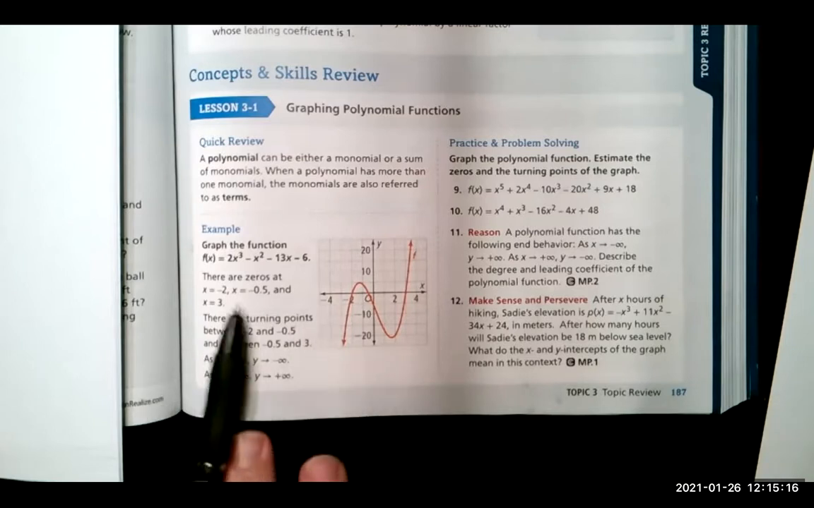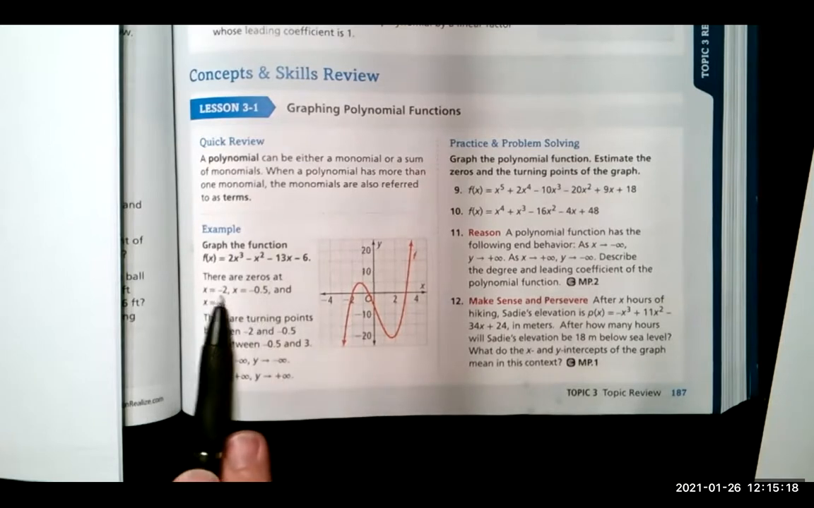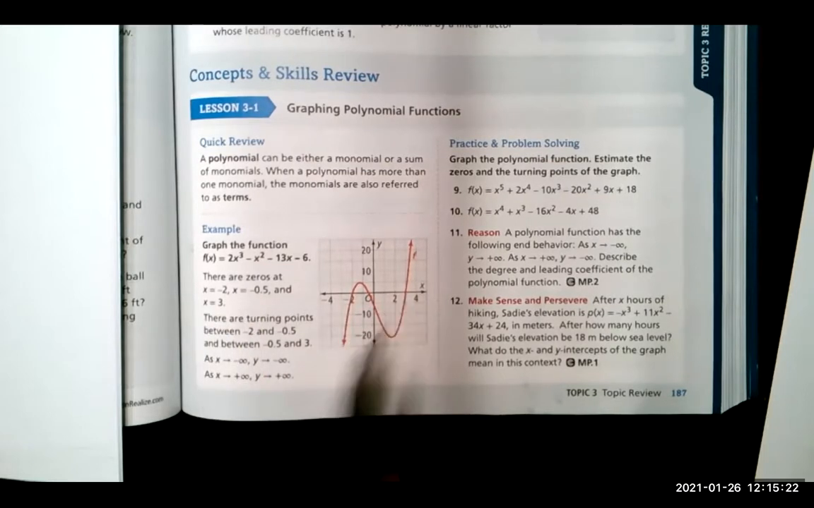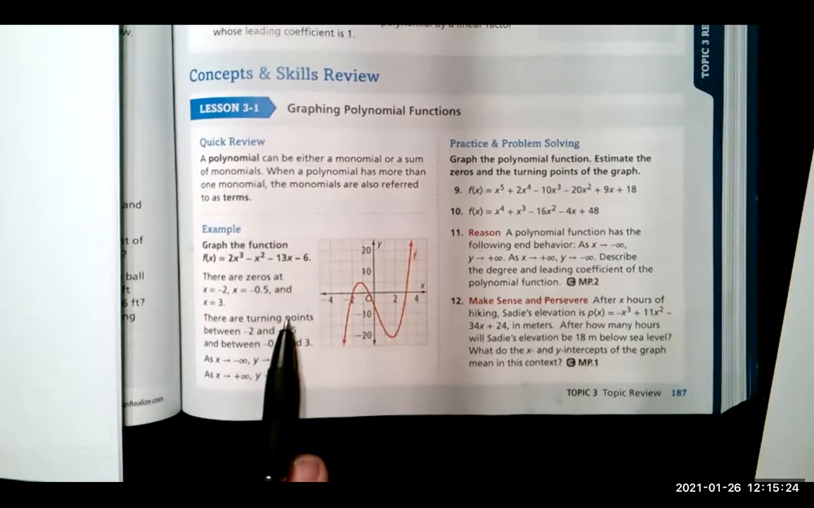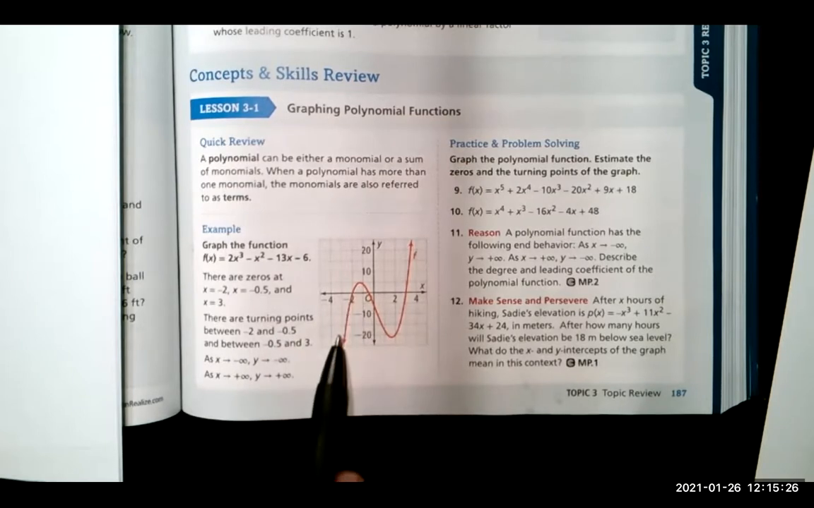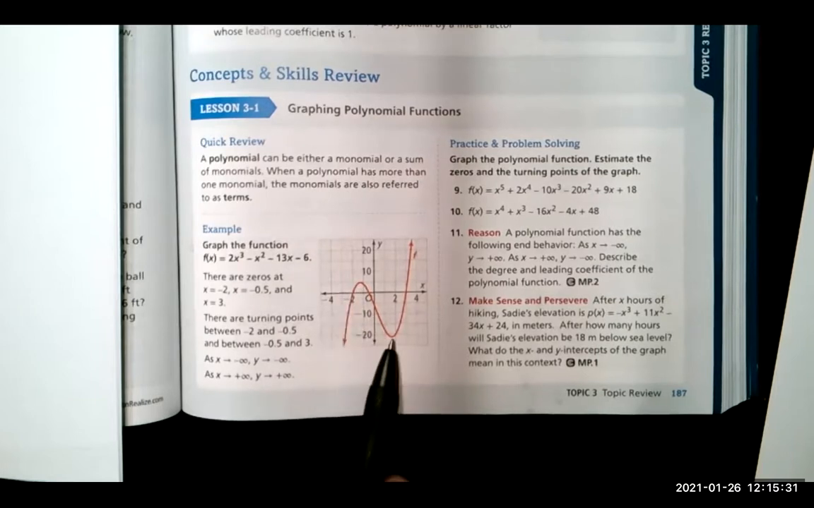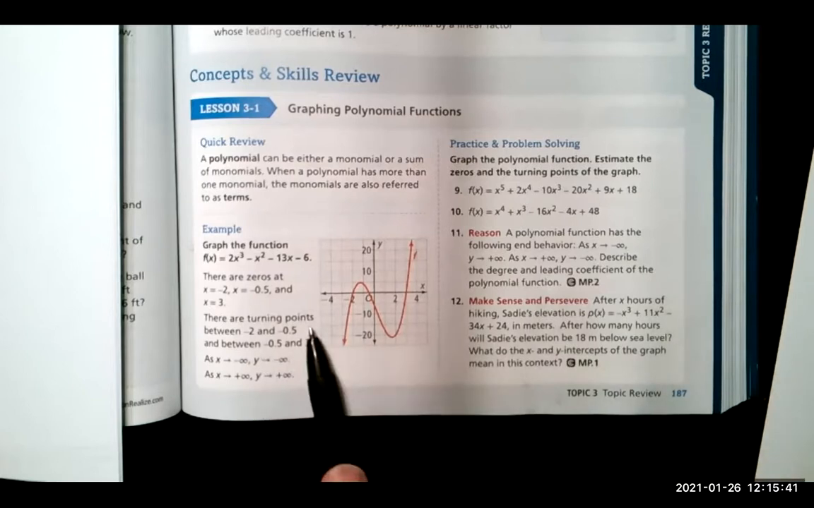So just to go through here, what they're talking about, there are zeros at -2, -1/2, and +3. We just addressed that a second ago. There are turning points. Sometimes you call these maximums because the function reaches a maximum height there. And they call these minimums because they reach a minimum height down here. It comes down, down, down, and then it stops and turns around and goes back up. So that's a minimum value. They're calling these turning points.